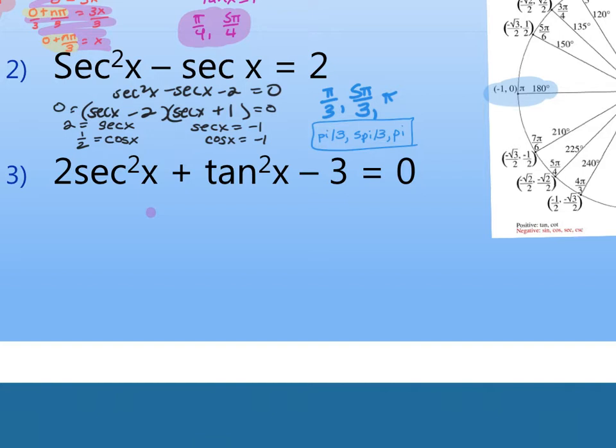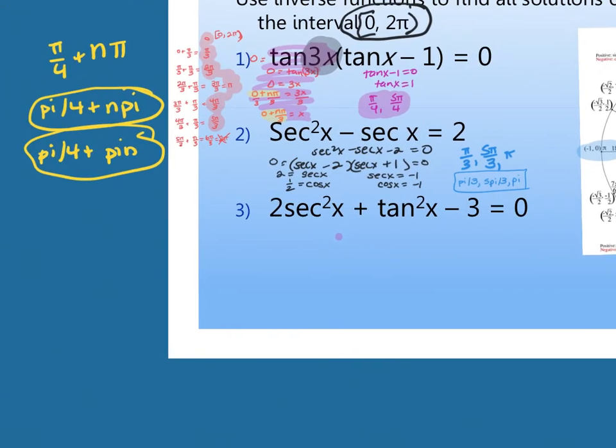No, it actually doesn't. Before, in the example we did yesterday, I had a cosine to the first and a sine squared. You can't replace a cosine to the first. But in these, it's a secant squared and a tangent squared, so I could replace either one. So think about what your trig identity says. It's tangent squared plus 1 equals secant squared. So I could, without moving anything around, replace secant squared with tan squared x plus 1, plus tan squared x minus 3 equals 0.